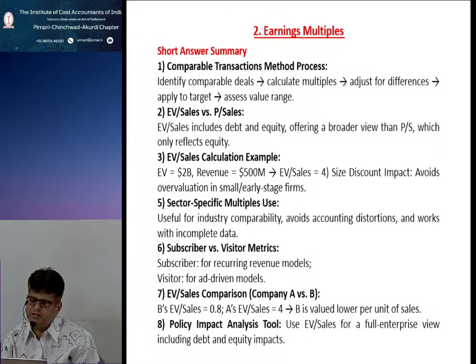Second short answer deals with EV upon sales versus price upon sales comparison. So EV to sales includes debt and equity, offering a broader view than price to sales, which only reflects equity.